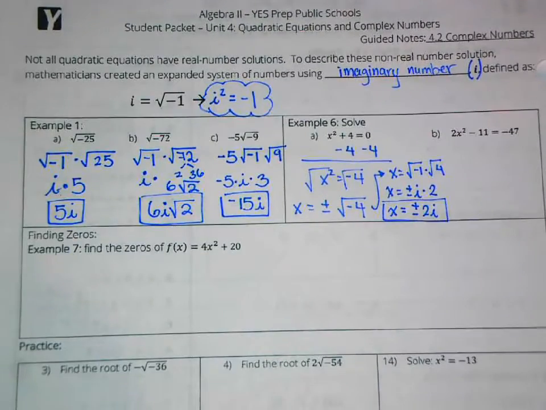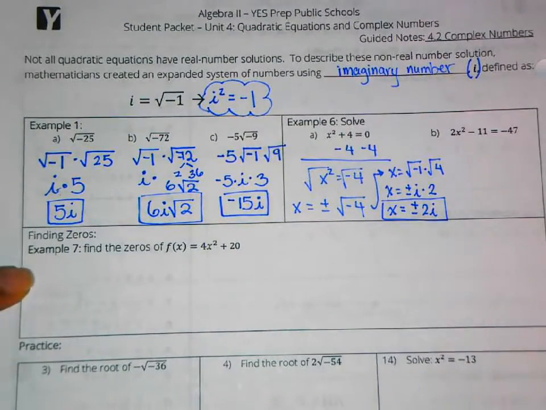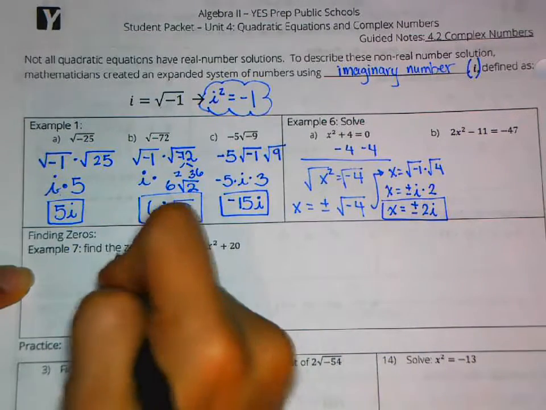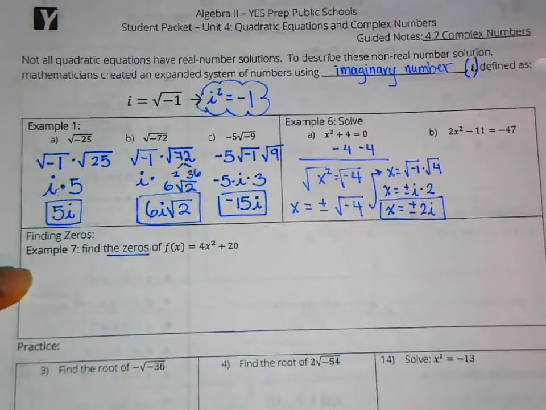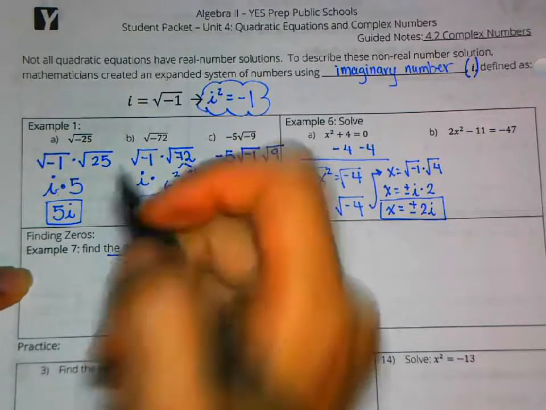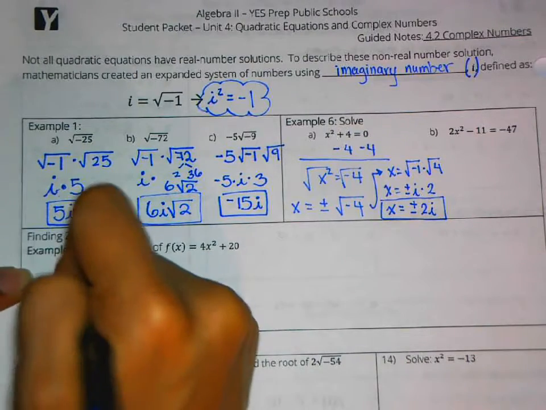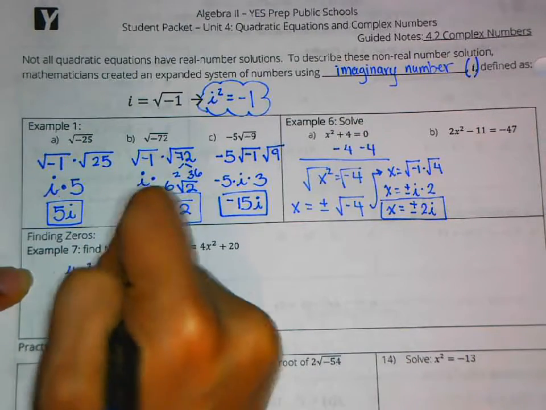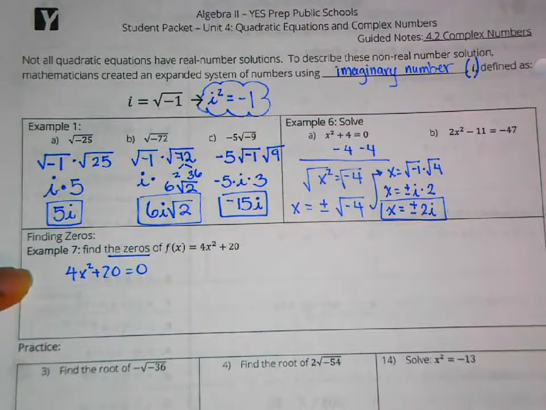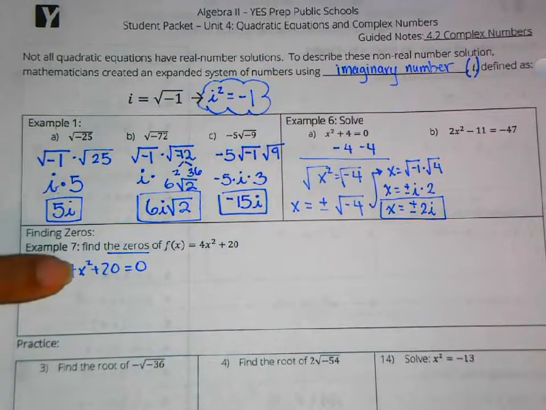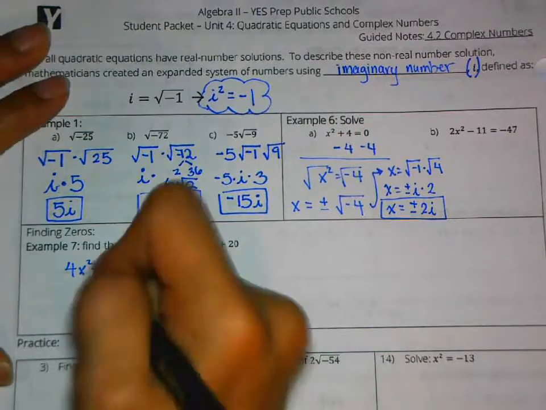When you take a look at example number 7, it doesn't tell you what it equals, but it does tell you to find the zeros. Anytime you say find the zeros, you're pretty much setting the equation 4x squared plus 20 equals 0. Again, there's only one variable.